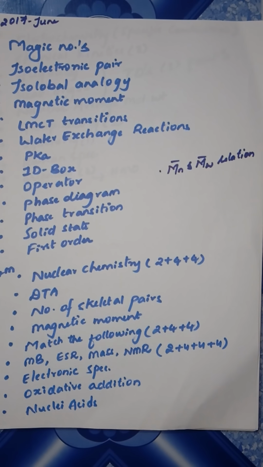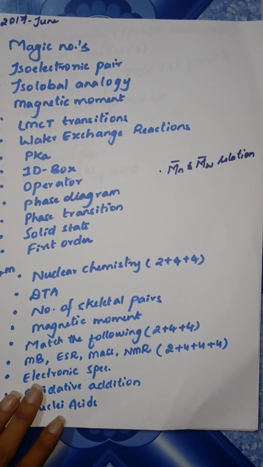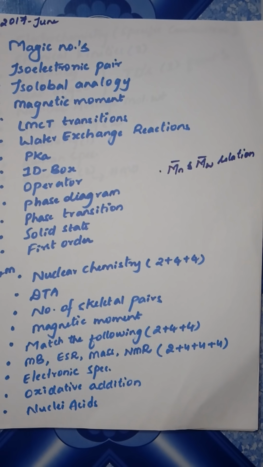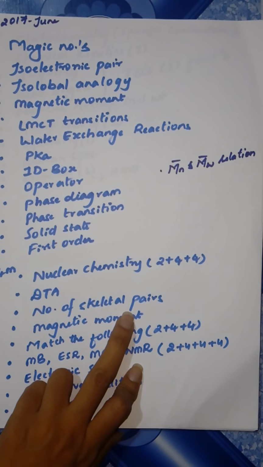Now, number of skeletal pairs. For this kind of question, from 2011 to 16 almost every paper had the closo-nido-arachno type of cluster question. Now in this paper, you did not have that closo-nido thing, okay. Now this is what the fate is. If you just think that you'll get closo-nido, which I told you that you will get, that is not there here. Now you have number of skeletal pairs.